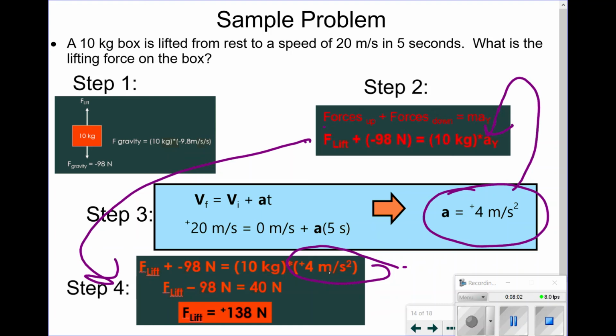My net force is positive 40 newtons, since 10 times positive 4 is positive 40, meaning that the lifting force has to be positive 138 newtons, which means the lifting force is pulling upwards. I know that because it's a positive sign. Please notice that the lifting force is greater than the force of gravity because I want the object to accelerate upwards. I don't want to just balance gravity. I want to overcome it and cause an object to speed up in the upward direction rather than to accelerate in the downward direction or speed up in the downward direction.